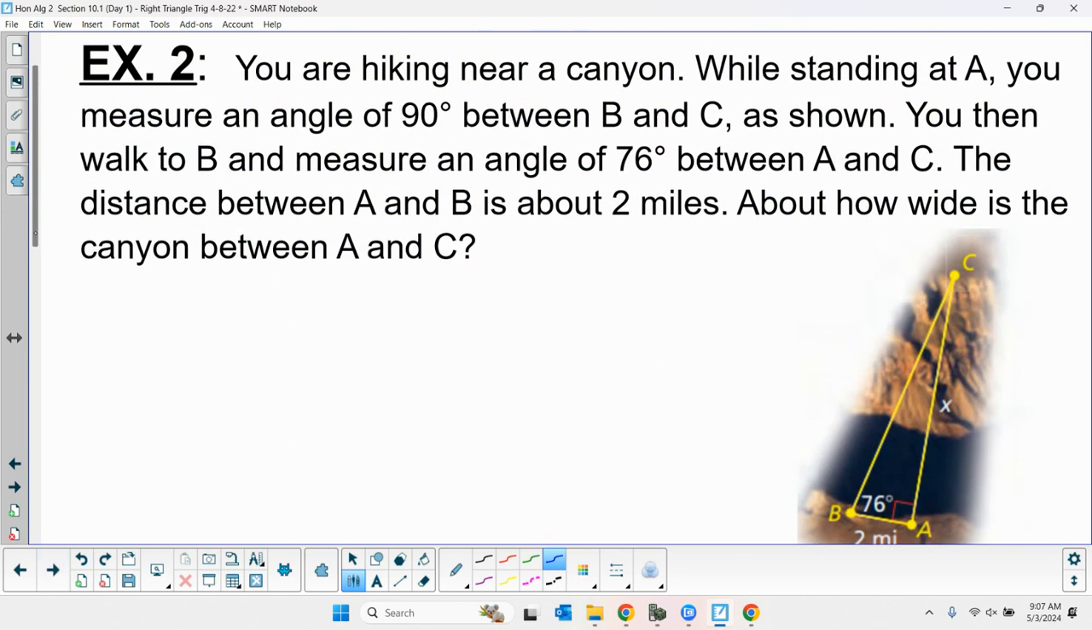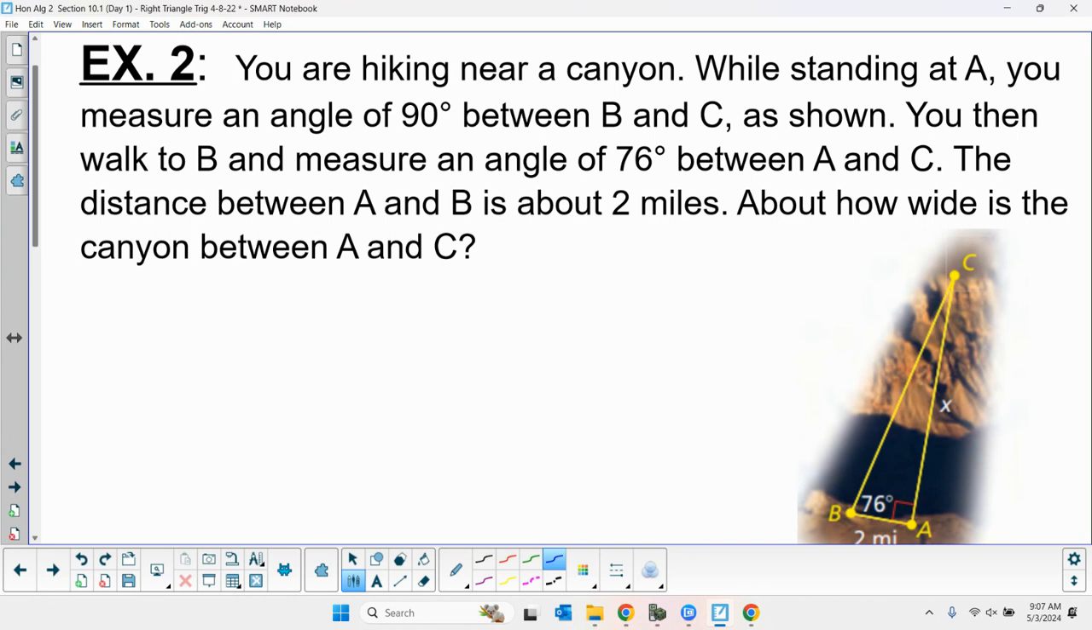Word problem. You're hiking near a canyon while standing at A. You measure an angle of 90 degrees between B and C. See the little red box here? It tells you that's 90. The measure of angle B is 76 degrees, and then C is way up here. The distance between A and B is about 2 miles. About how wide is the canyon between A and C? So I'm looking for X there.